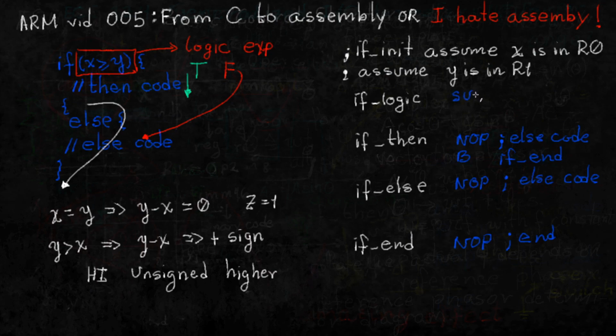SUBS to modify the flags, and I want to subtract R0 from R1 and put the result somewhere else. Let's say that I cannot modify R1. It has to be saved into another register. Let's choose R2, assuming it's free. So R2, comma, R1, comma, R0. And then let's use BHI if else. And we're done.